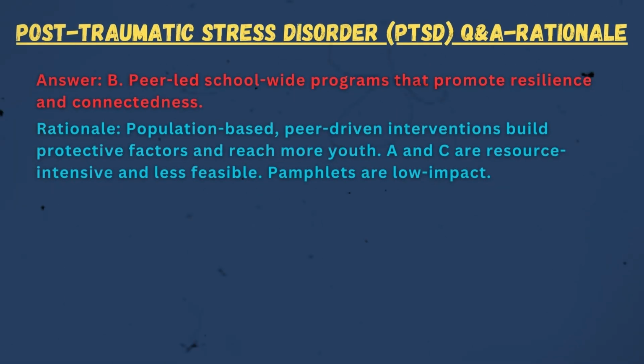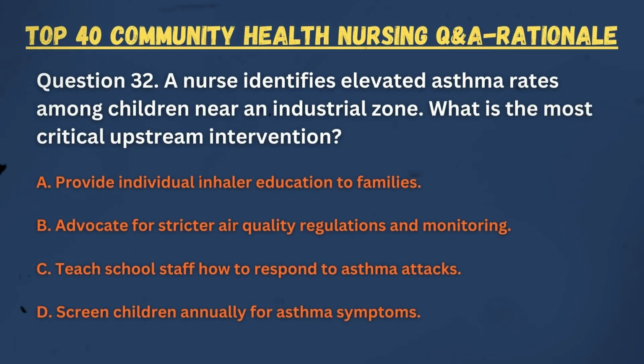Answer: B. Peer-led school-wide programs that promote resilience and connectedness. Rationale: population-based, peer-driven interventions build protective factors and reach more youth. A and C are resource-intensive and less feasible. Pamphlets are low impact.